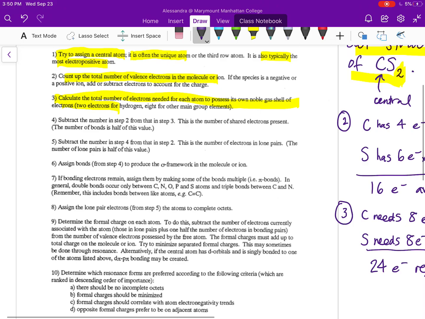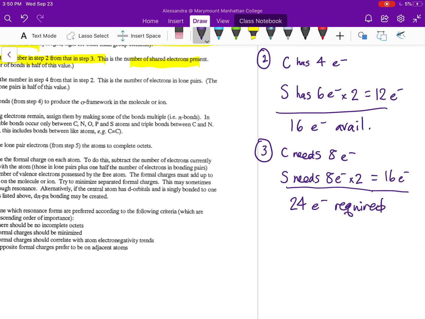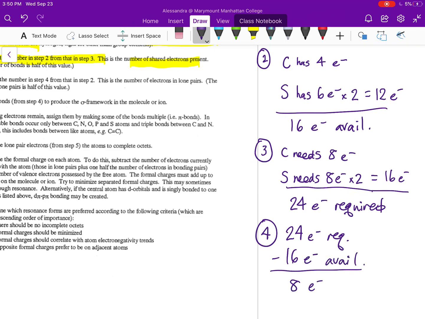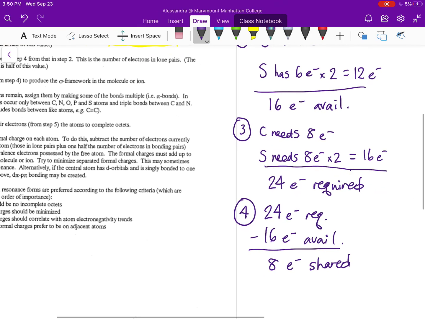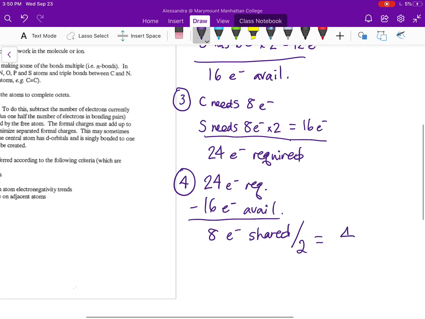So now I'm going to go to my handy hints, step 4, and subtract the number in step 2 from the number in step 3 to get the number of shared electrons that are present. So 24 electrons required minus 16 electrons available means that I'm going to have 8 electrons left that need to be shared. I need to divide that number by 2 to get the number of bonds. So 4 bonds.